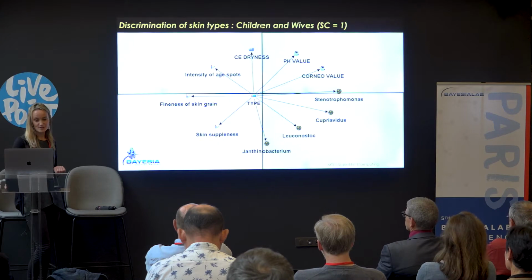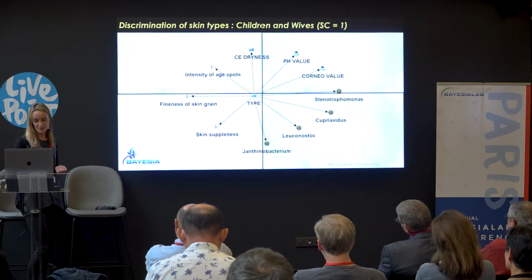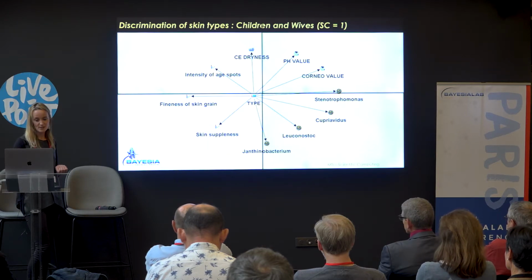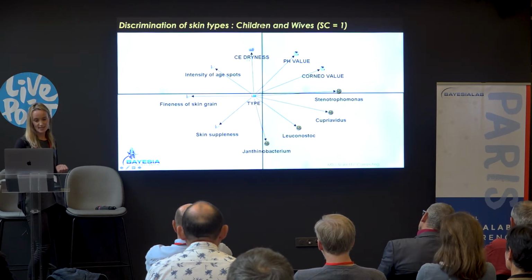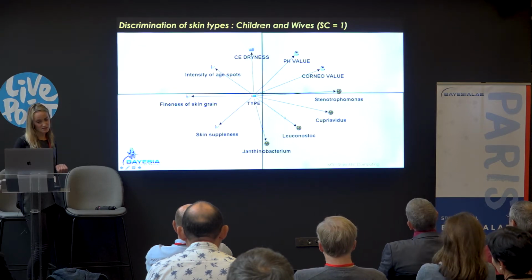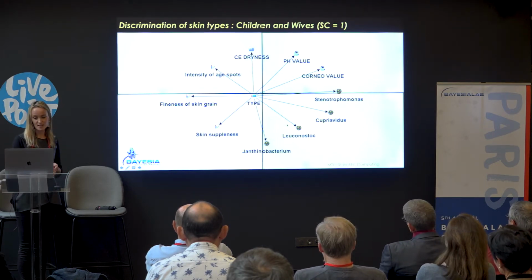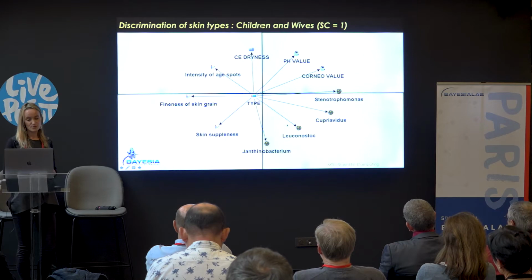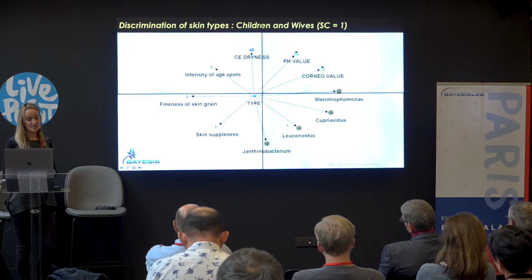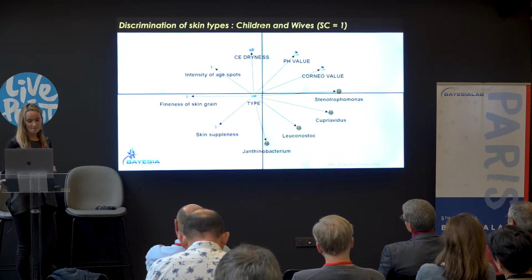And very interesting also, because it is a very small set of parameters, but we find again the dryness value, the pH value, the Corneometer value, and those three bacteria are still here to discriminate the type. So the first hypotheses are still okay.